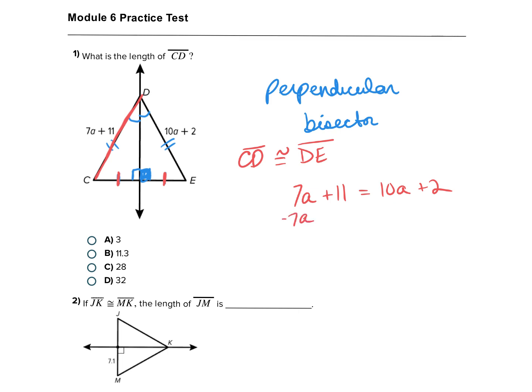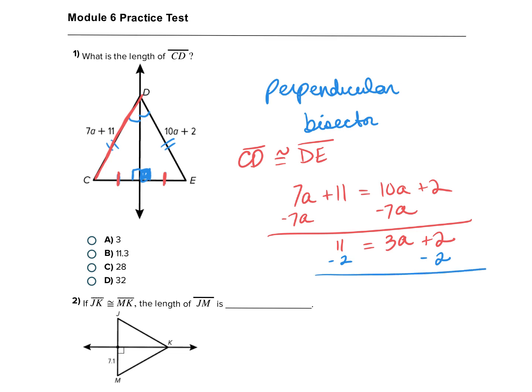I'm going to subtract the 7a from both sides first to keep my variable positive. And 10 minus 7 is 3. Then subtract, because I moved the variables to the right, I need to move the constants, or my numbers, to the left, leaving me with 9 equal to 3a. Divide both sides by 3, so a does equal 3.